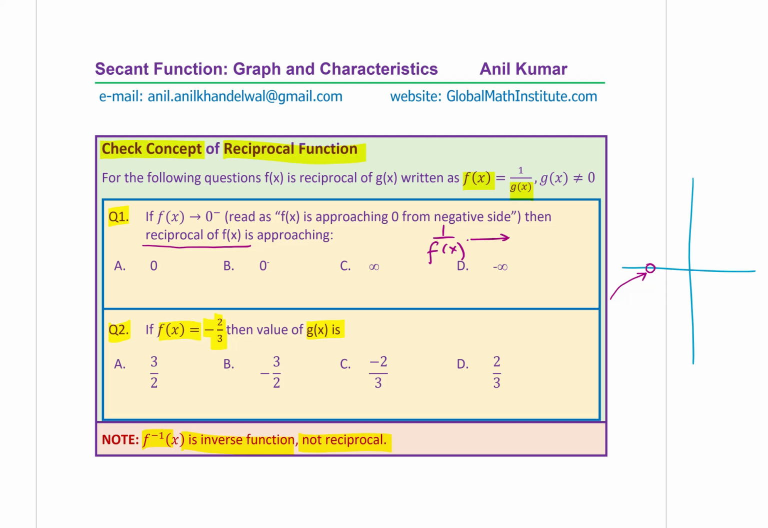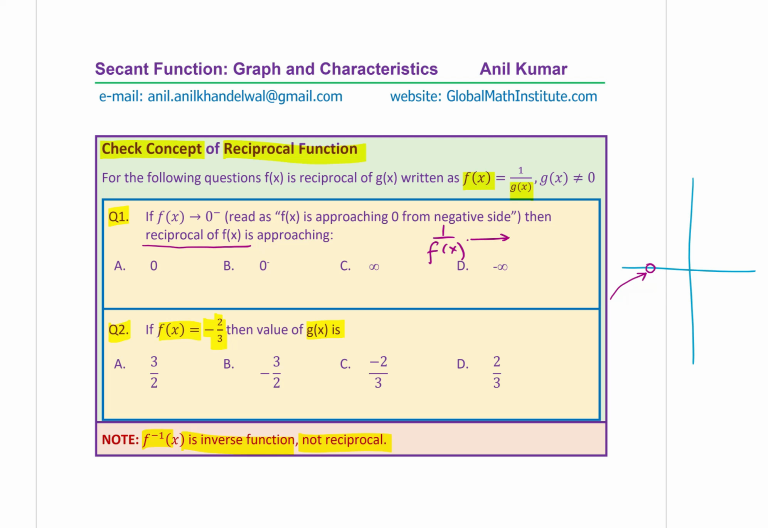So when you're approaching 0 from the negative side, reciprocal is always with the same sign, correct? And therefore, what do we expect here? We expect it will be approaching a very high negative value, right? So sometimes we will denote it like this. You get an idea, right? So that is what it is approaching to. So option D is the right option. It is approaching negative infinity.